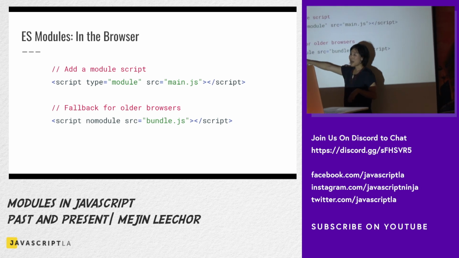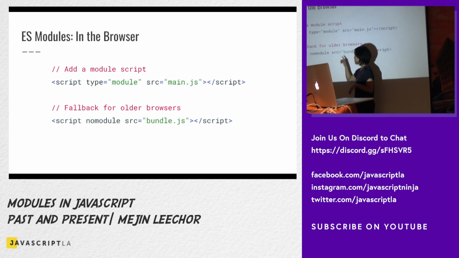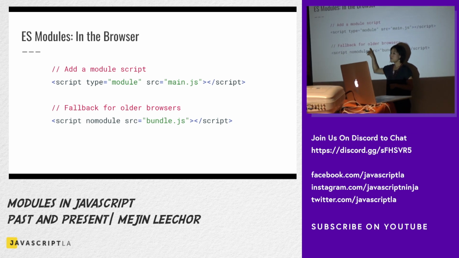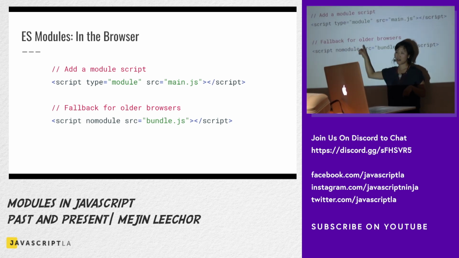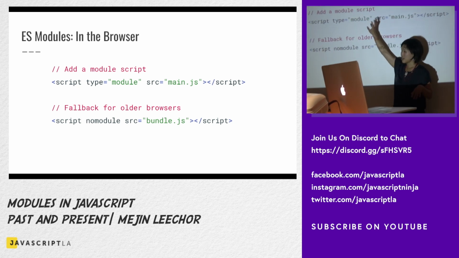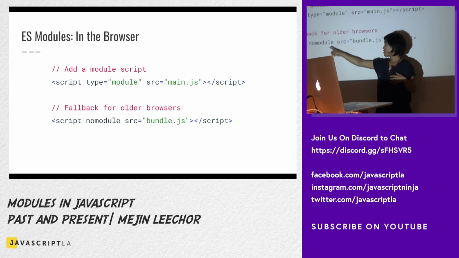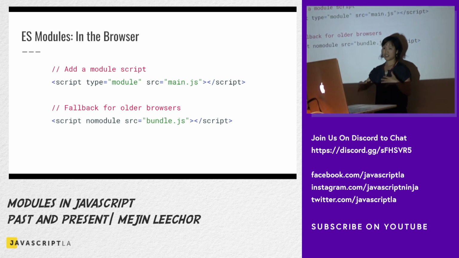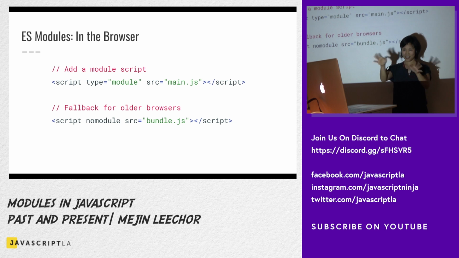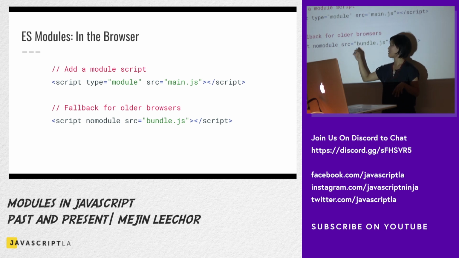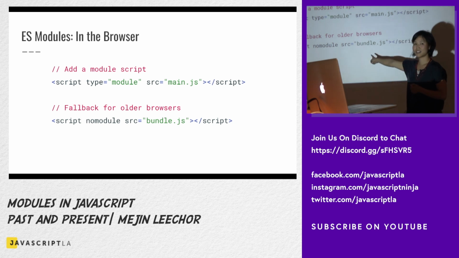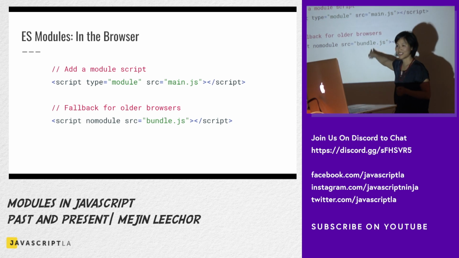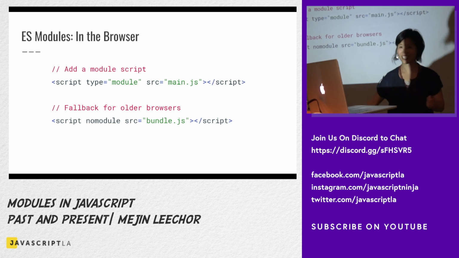We also have a fallback for older browsers. So when you have the nomodule attribute, this is going to be ignored by those modern browsers that are using modules natively. The nomodule attribute says, ignore me, to those browsers, but if you are not in one of those browsers, if you're in an older browser, you've got your trusty bundled regular JavaScript file in all of its global variable glory.